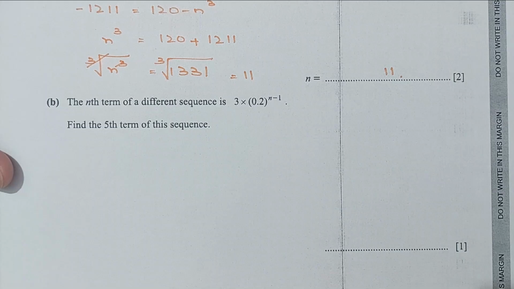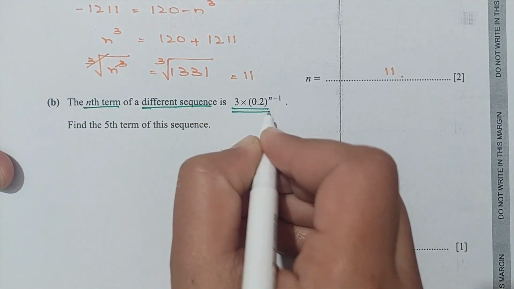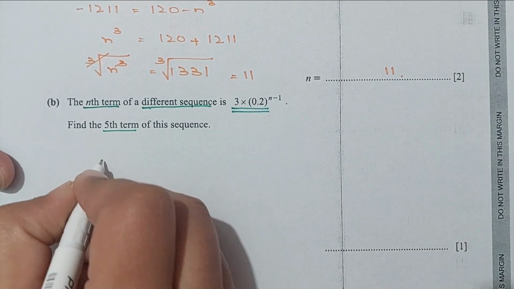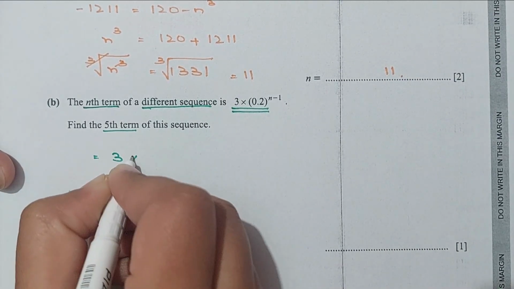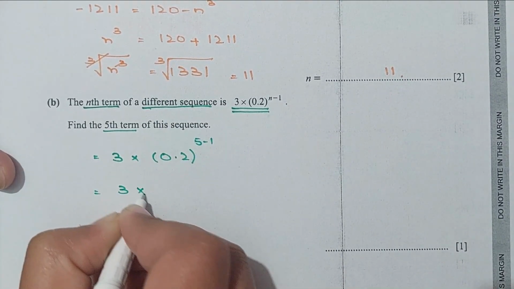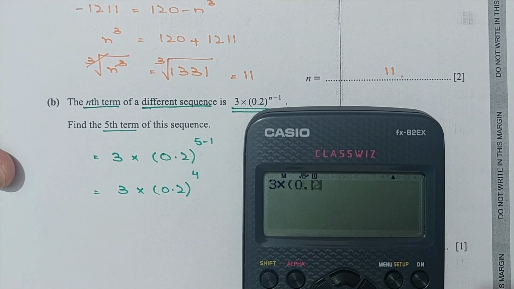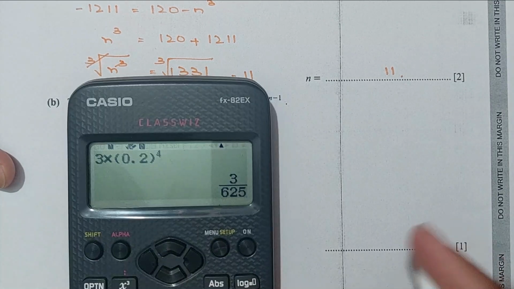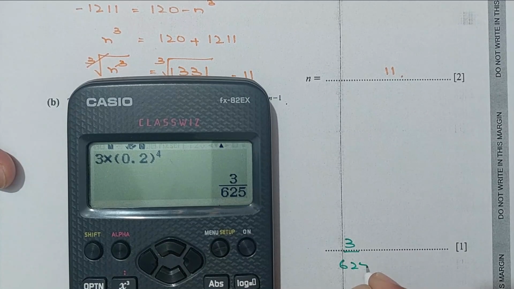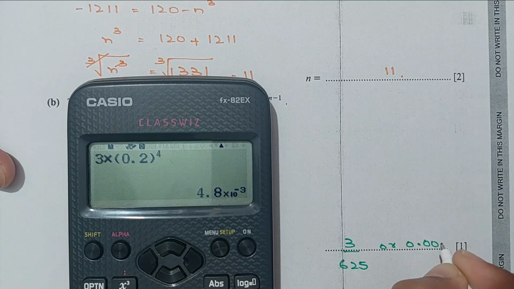Now for part B, the nth term of a different sequence is this much. Find the fifth term of this sequence. So the fifth term would be 3 times 0.2 to the power 5 minus 1. This is 3 times 0.2 to the power of 4. And this would be 3 over 625, or in terms of decimal, 0.0048.